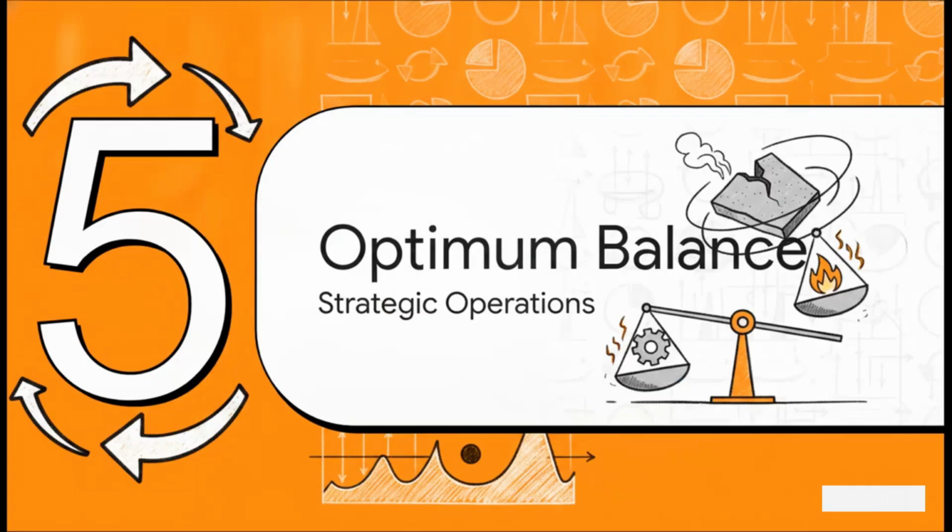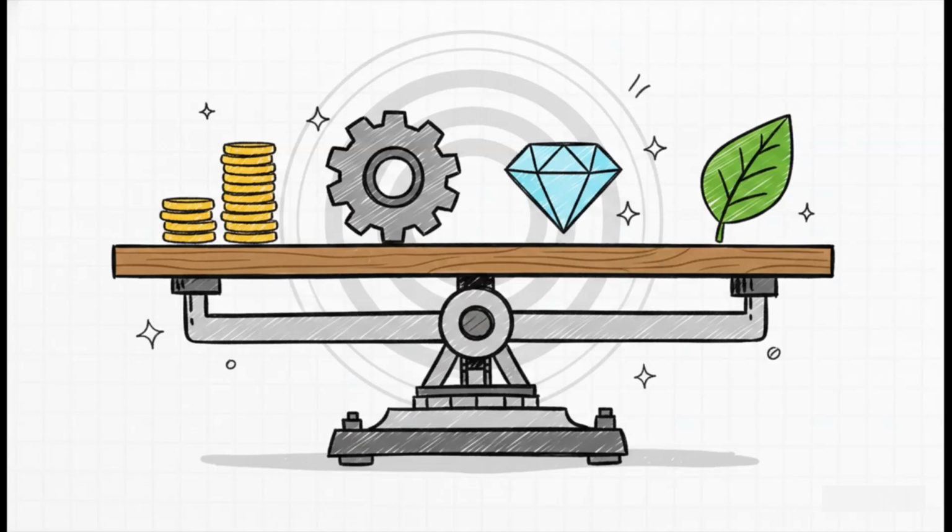Which brings us to our final section, Section 5, Finding the Optimum Balance, Strategic Operations. Let's shift the paradigm on how operators should actually be looking at their daily production reports. Ultimately, the thermal substitution rate is way more than just some percentage you log on a daily report. It's a barometer of your overall effectiveness.